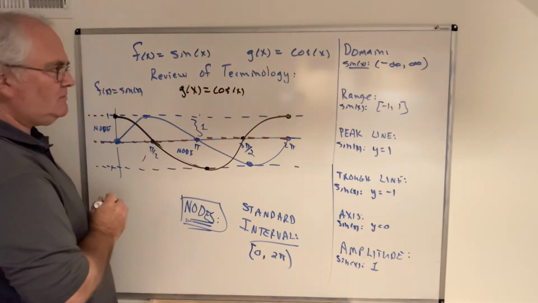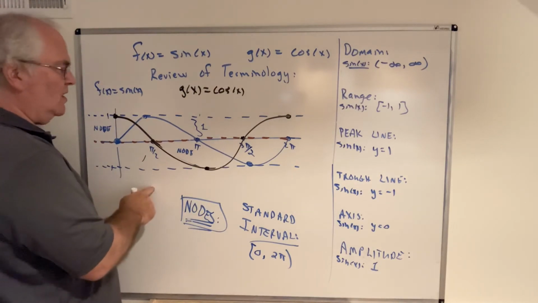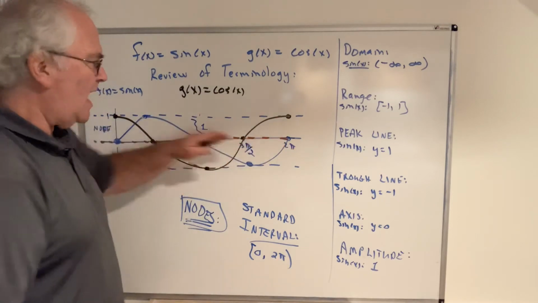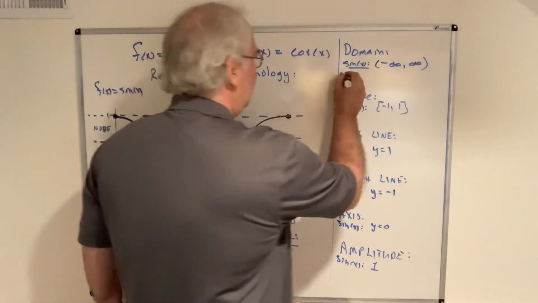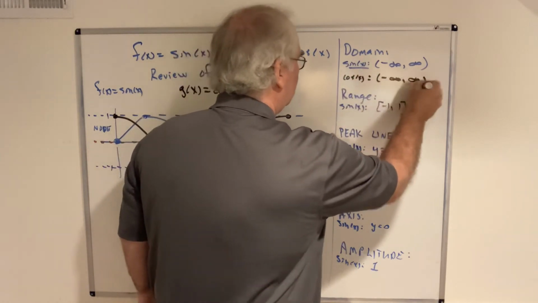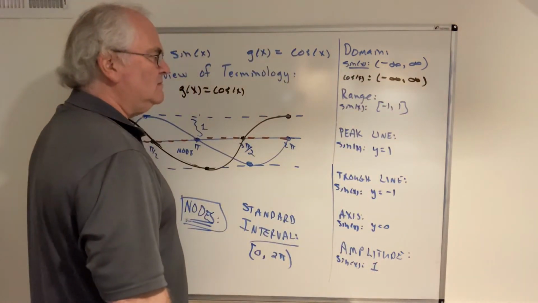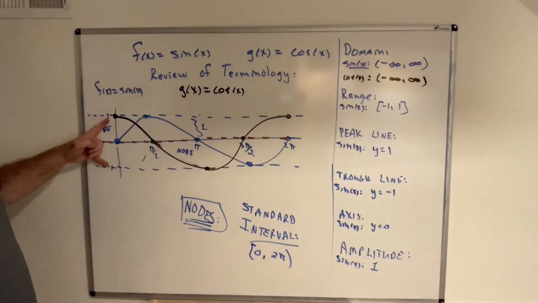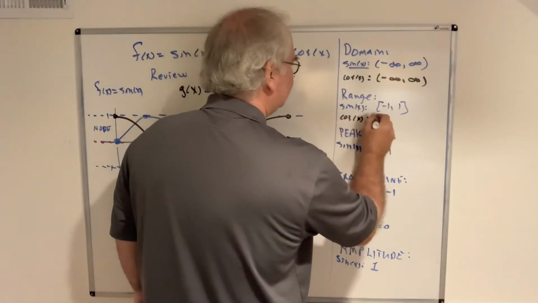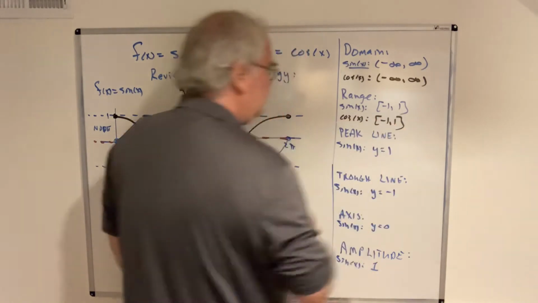All right. What is the domain of the cosine curve? The domain, if we had the entire graph up here, the domain of cosine is also from negative infinity to infinity. The range goes from negative 1 to 1, so the range of cosine is from negative 1 to 1.